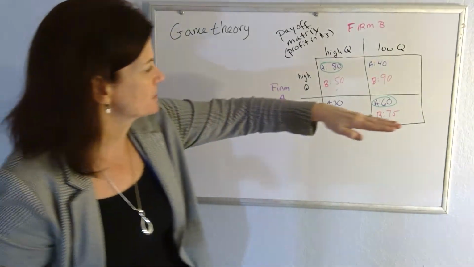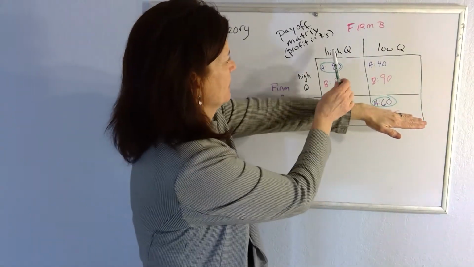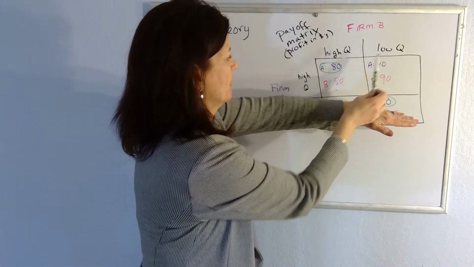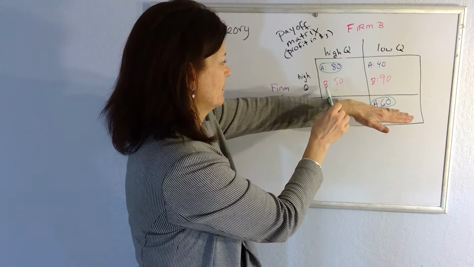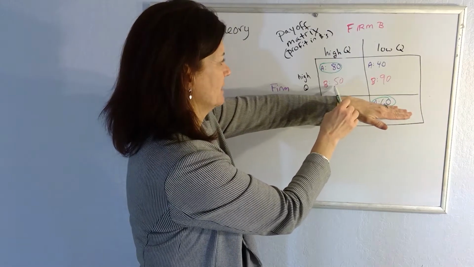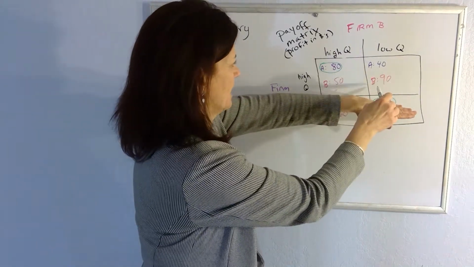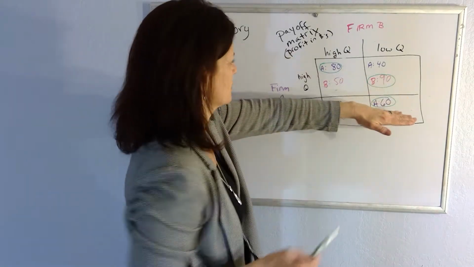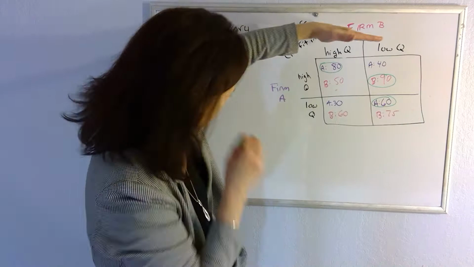If firm B knows that A is going high, remember, here's firm B's choices. They can either go high or low. If they go high when A is going high, they could get 50. If they go low when A is going high, they could get 90. 50 or 90, they'll go with the 90. So if A goes high, B wants to go low.